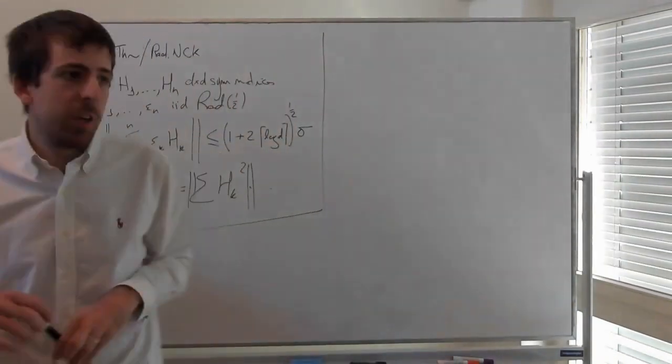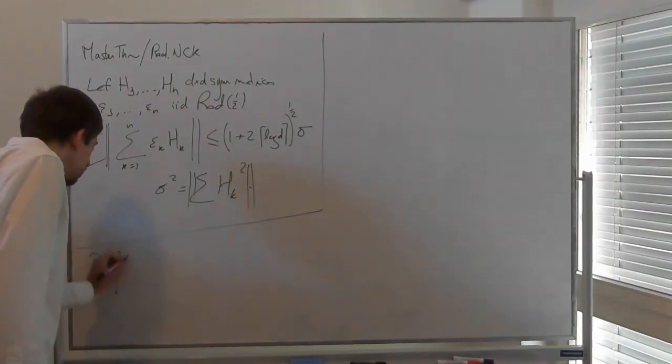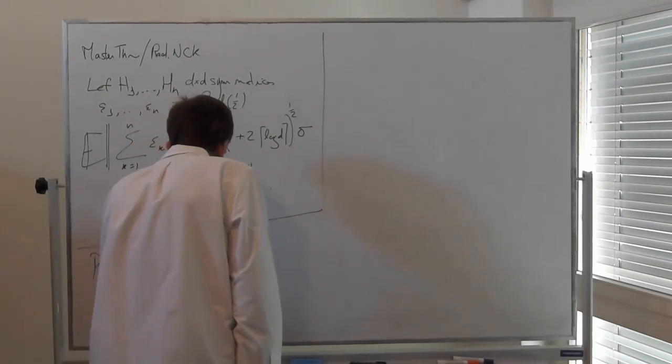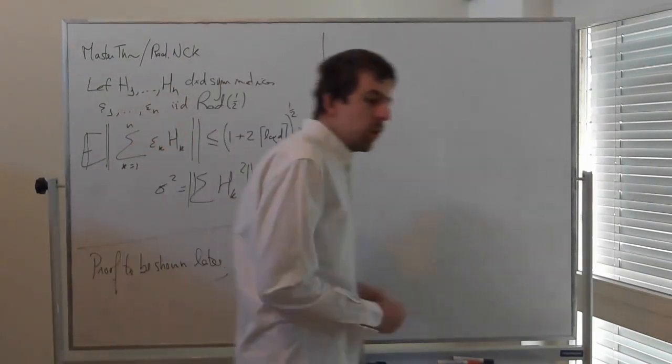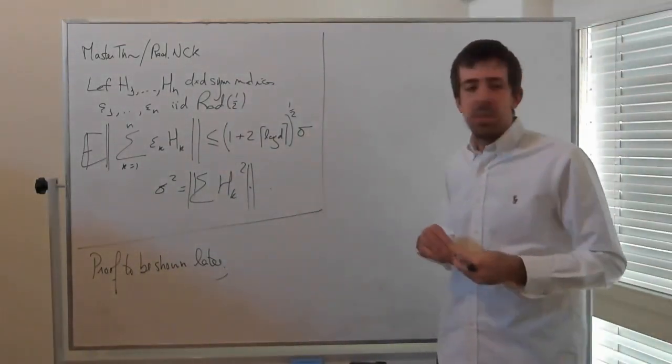And so what we'll do today is we'll use this theorem to prove a series of theorems that become more and more general. And the proof of this will be shown in the next lecture. Proof to be shown later. Okay, so we'll start with the theorem for positive semi-definite matrices.